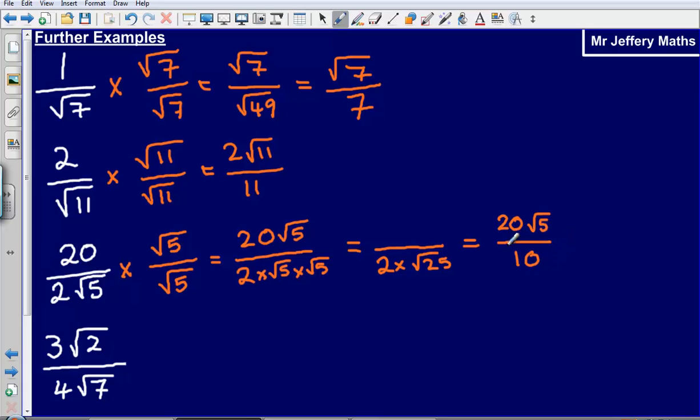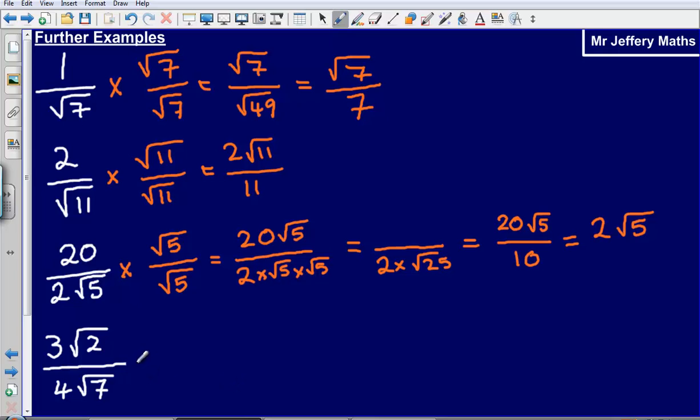Now there's one more thing that I can do here. I can actually cancel this fraction down a little bit. I've got 20 root 5 over 10. So basically I can ask myself, well, what number fits into both 20 and into 10? 10 fits into both of them, so I can divide through by 10. And so what I end up with is 2 root 5 as my final answer.